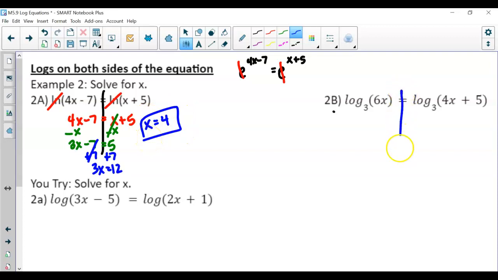So same thing here. Can we cancel out the two logs? Absolutely. Same bases, and they're on different sides. So really we're solving 6x is equal to 4x plus 5. So now go ahead and gather your variables. We're going to subtract 4x from both sides, and I've got 2x is equal to 5. Divide by 2, and you get x is equal to 5 over 2 or 2.5.